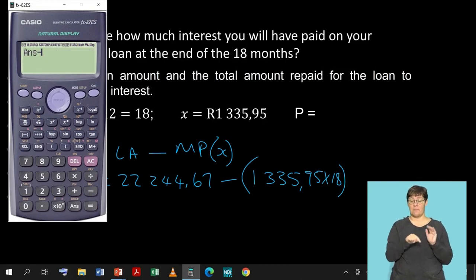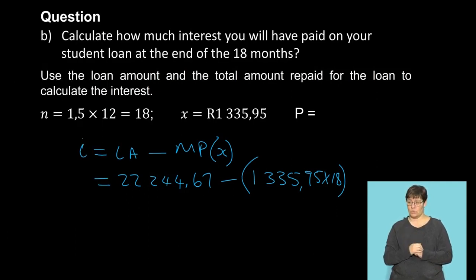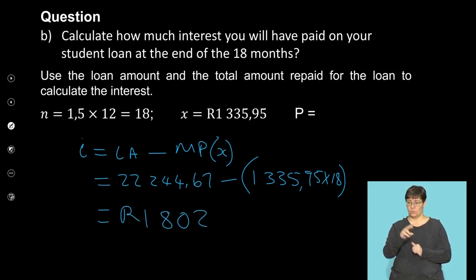So this amount minus, in brackets, I will have 1,335.95 multiplied by 18, and this will give me 1,802. So this will be 1,802, right? So you can use the loan amount and the total amount repaid for the loan to calculate the interest that you would have paid. So please do note that.